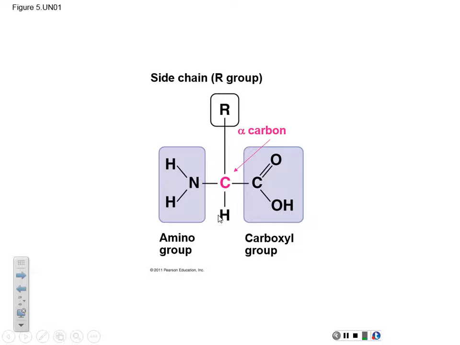Here's the lay of the land. Every amino acid is going to have this structure. They will all have an amino group. They will all have a carboxyl group. They will all have a central carbon. Technically, people will refer to it as the alpha carbon. And off of that alpha carbon, or that central carbon, will be a hydrogen and something else.